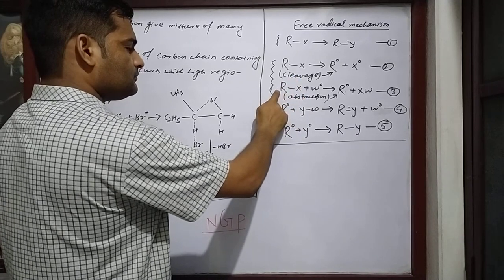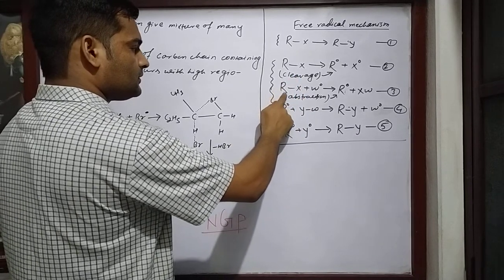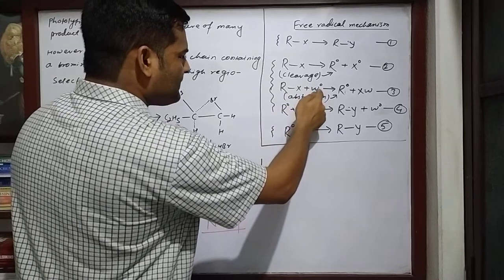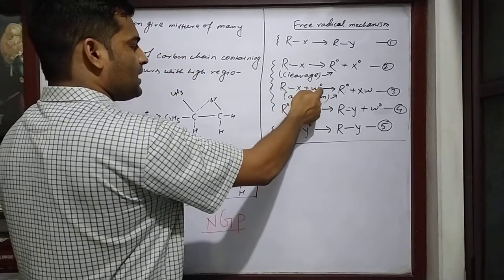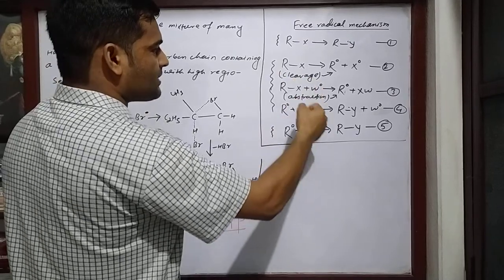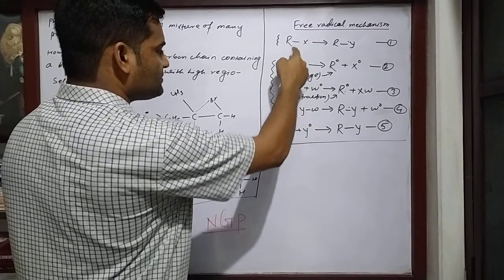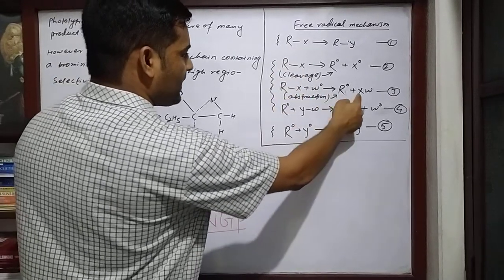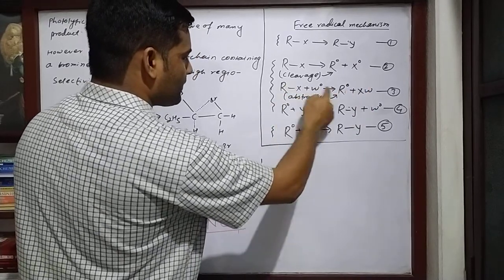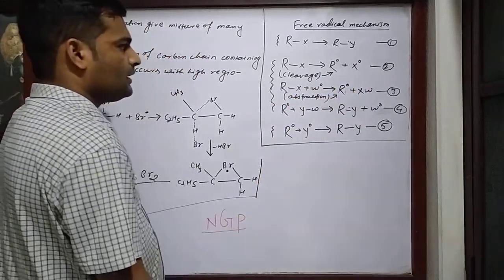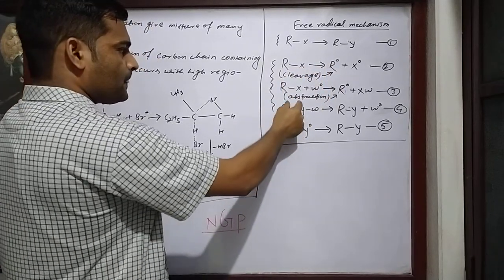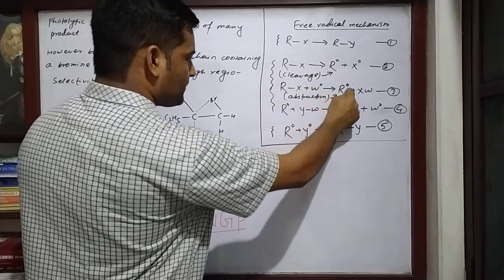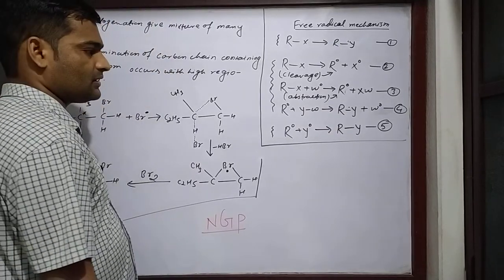Another step: if another free radical is present, then this free radical abstracts X from the reactant substrate to give XW product, and an R radical is formed. This is the cleavage step for the formation of free radical, and this is the abstraction step for the formation of free radical.